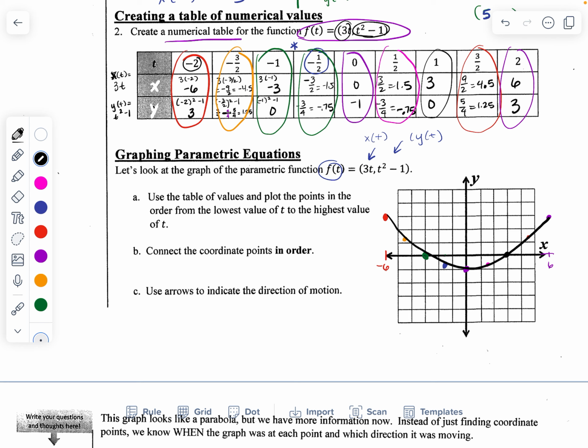We also know that we're going to use arrows to indicate the direction. So remember, we started from left to right, so we're showing little arrows to show, hey, this is the direction that we're going, forwards or backwards.